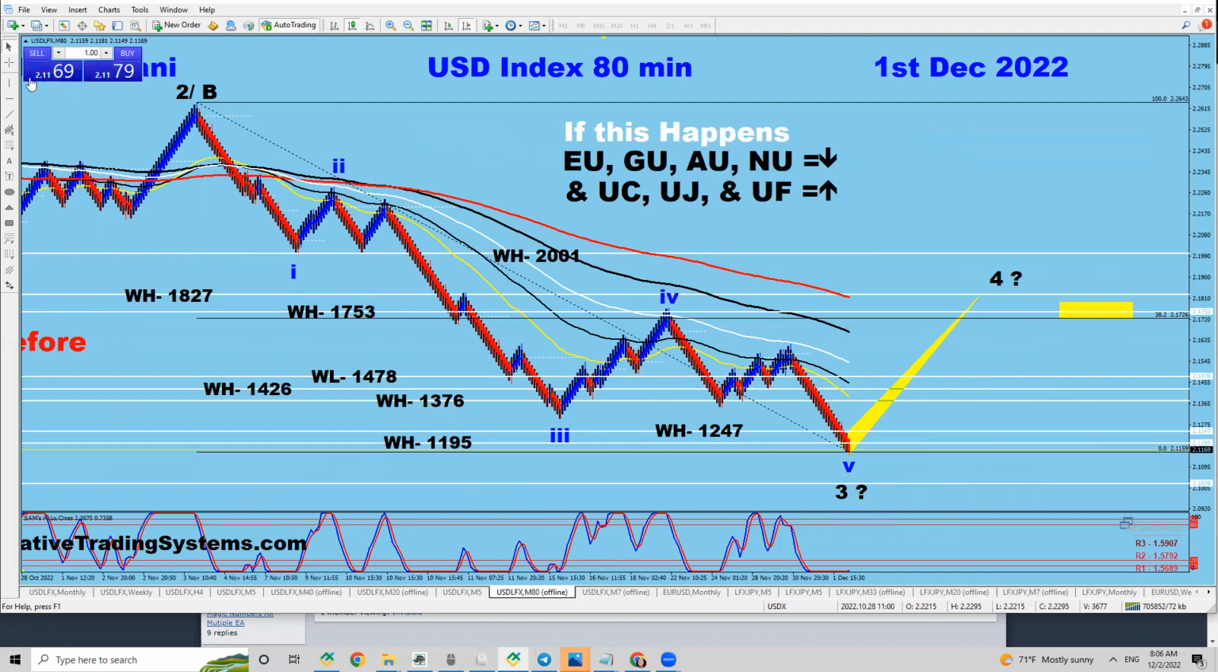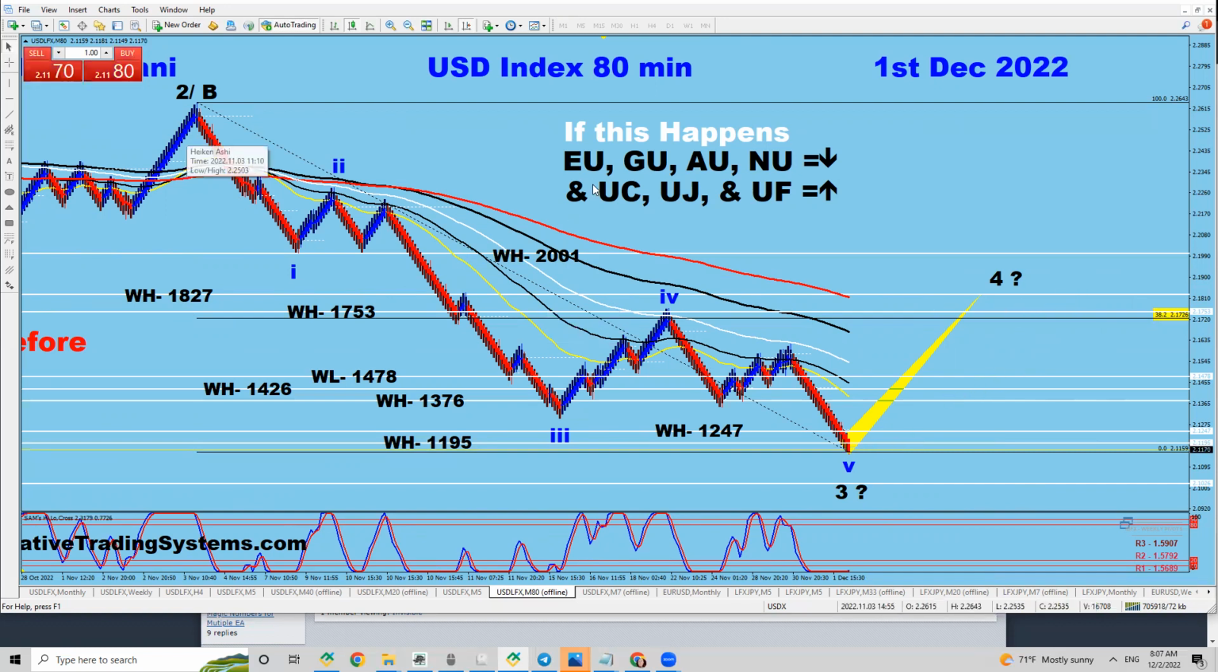NFP, everybody's waiting, and let's see. But if I'm right, this is wave 3 ending here, then we're going to go ABC fashion to wave 4 up here somewhere. 38% is coming right there. We also have this level here, 1827 and 2001, but I think 1827 would be the target to the upside.